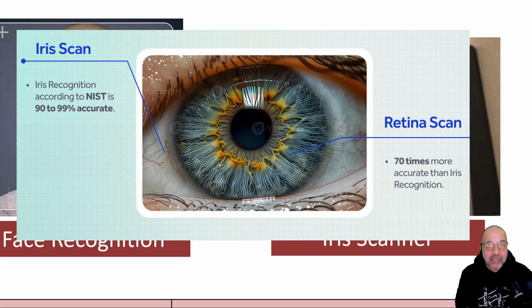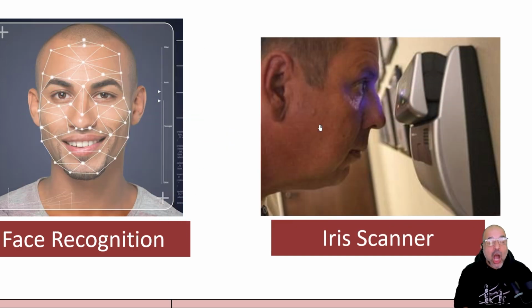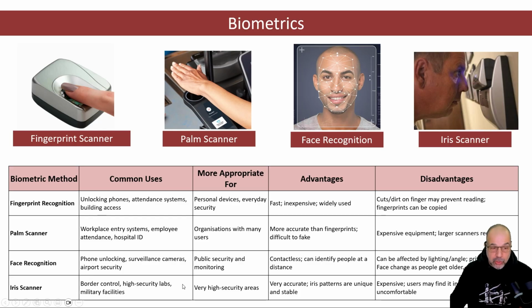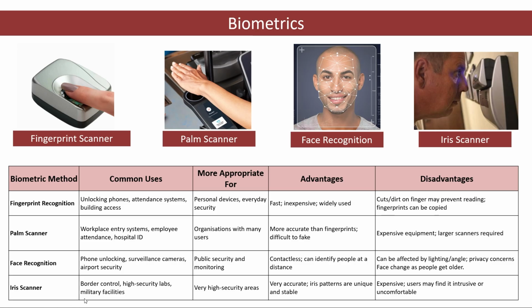A lot more data is recorded with an iris scanner. So it's great for high-level security areas. It says here, border control, high security labs, military facilities. It's ridiculously hard to mimic somebody's eyes or the pattern in their iris. More appropriate for very high security areas. Advantages, very accurate. Iris patterns are unique and stable. They don't change. Expensive. Users may find it intrusive or uncomfortable.